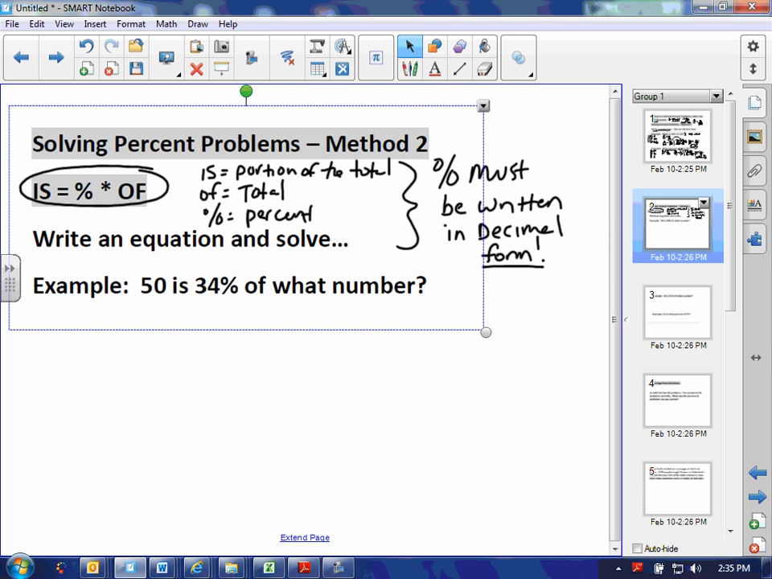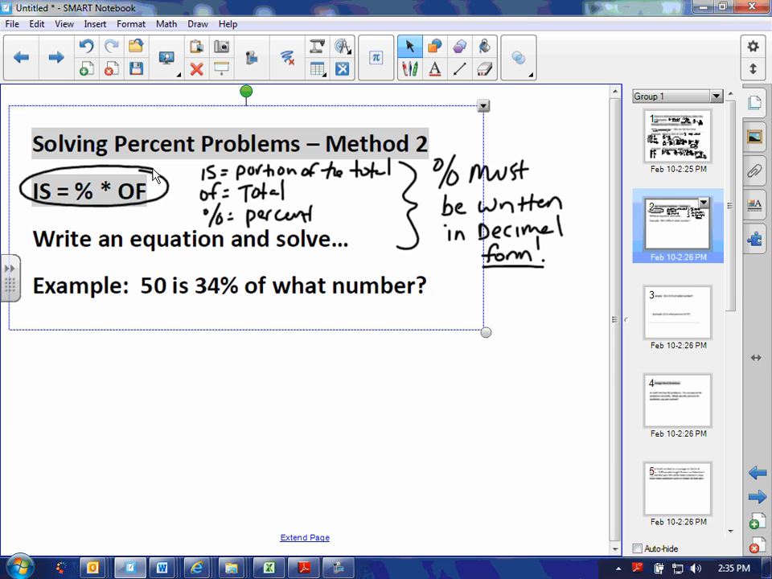That is very, very important. So again, we're going to do the same exact thing as what we did before, but now we're going to use just a different method. We will get the same answer. You could use either method, but just make sure you know how to do both. So let's read it. 50 is 34% of what number?